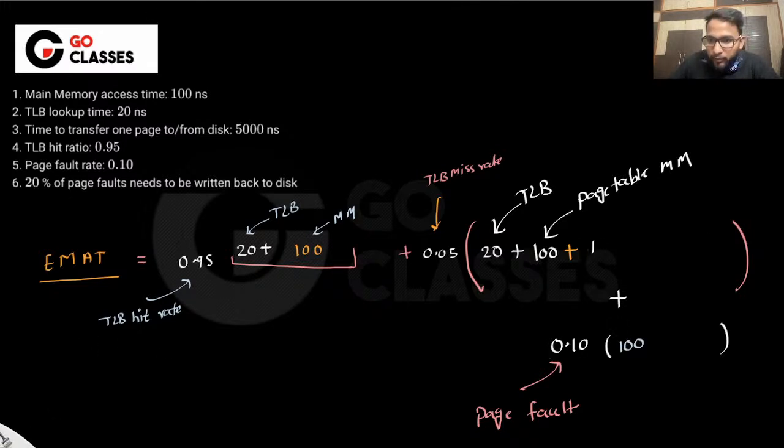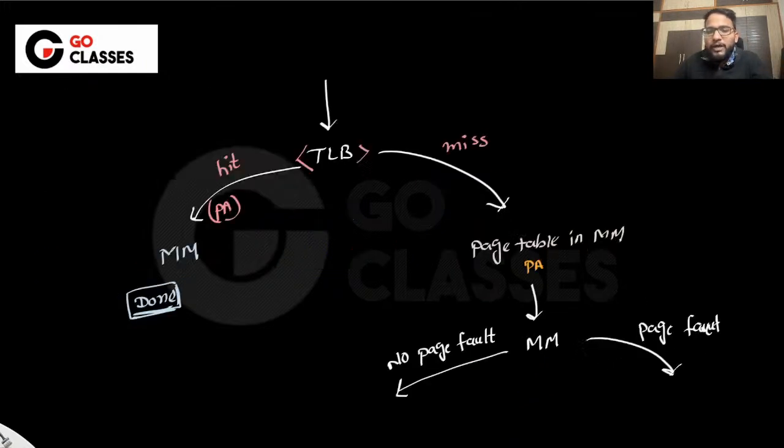So plus 100. Why? To go to the main memory, and then either there will be a page fault or there will be no page fault. That's what we are calculating. Now tell me, if there is no page fault, which means you currently have the physical address and you went to the main memory, then what will you do? I think you are done, right? So you are done.